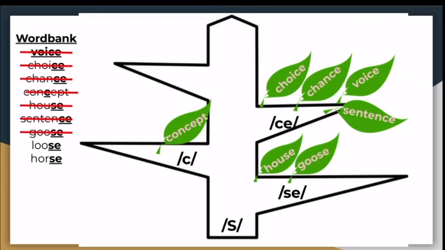Now let's check out the word loose. Where does that fit on our spelling tree? Ding, ding, ding. If you said SE, you're correct. Last one, horse. Where does horse fit on our spelling tree? Ding, ding, ding. If you said SE, you're correct.